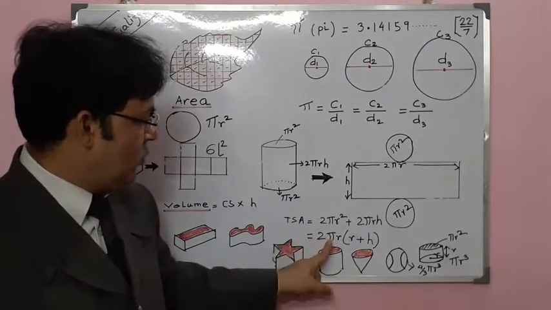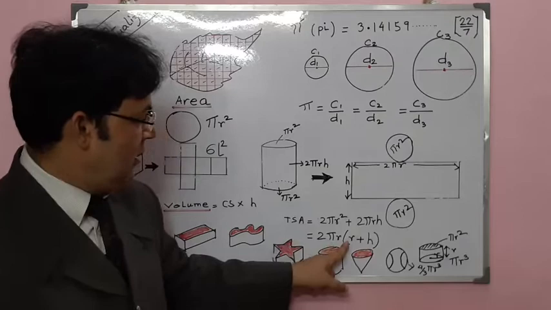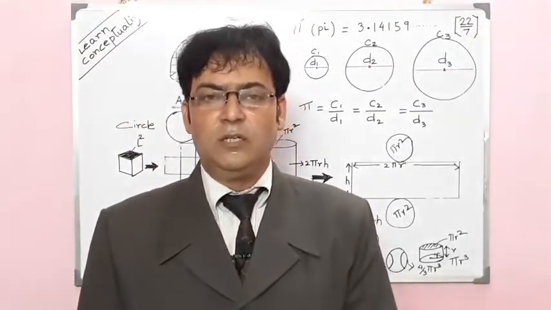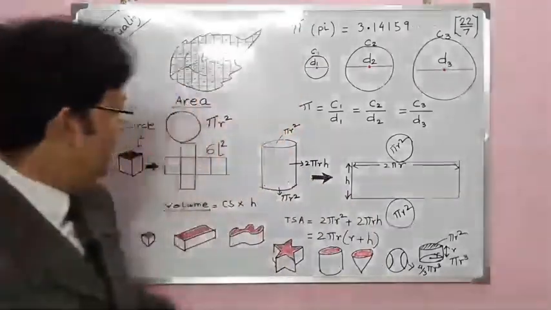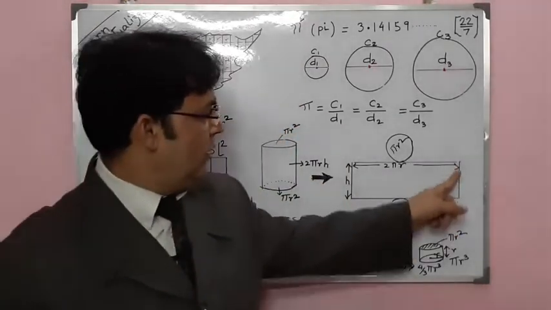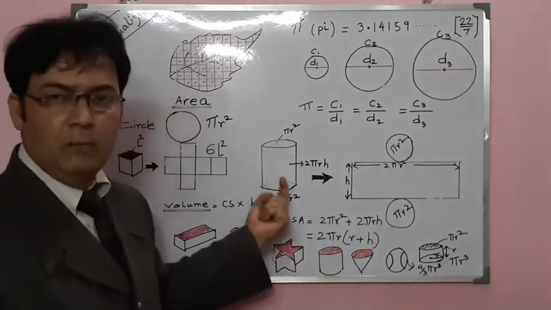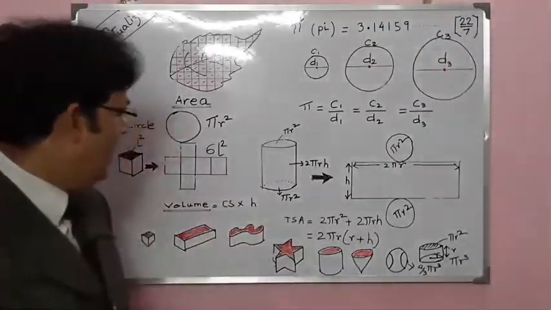Now 2 pi r square and 2 pi r h. 2 pi r is common, r plus h. That is the total surface area of a cylinder. But if you are asked to give only the curved surface area, then it is this one only, 2 pi r h. That means you don't get the lid, you don't get the base. That is not the total. That is the curved surface area.